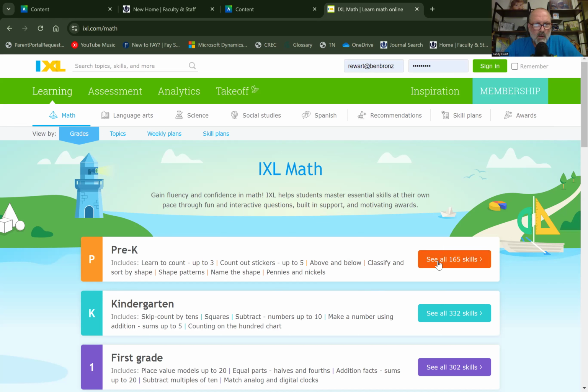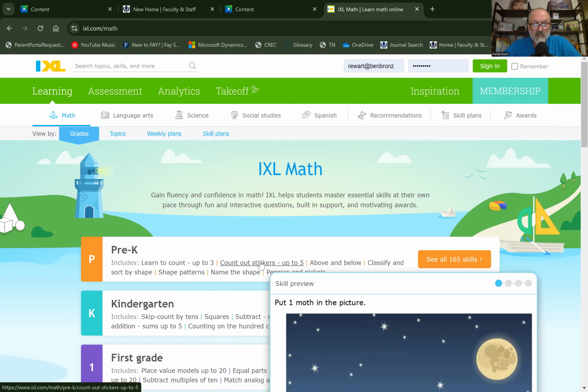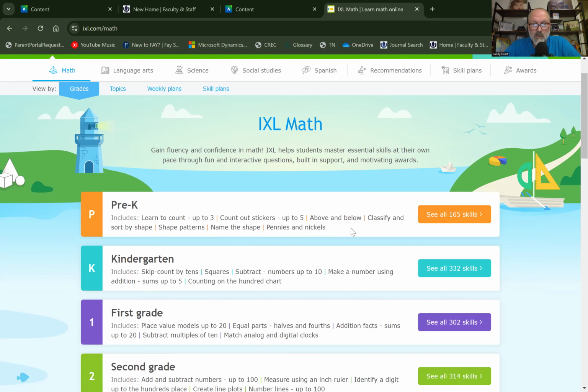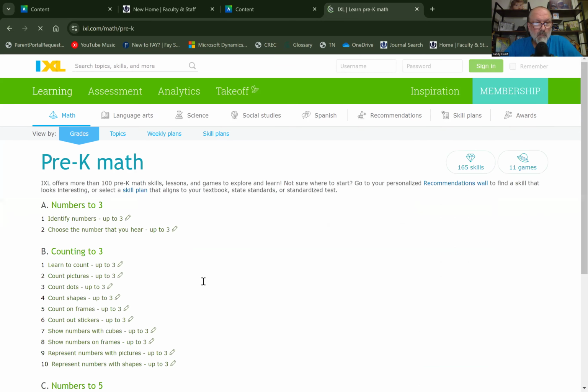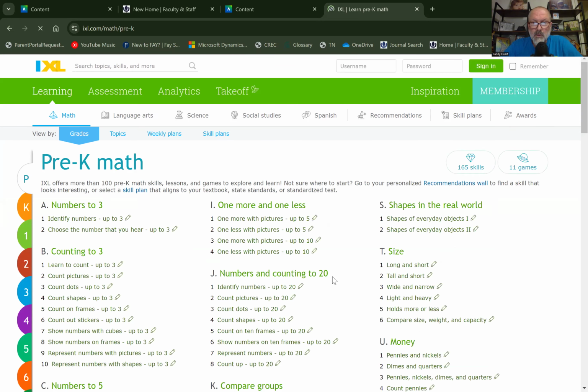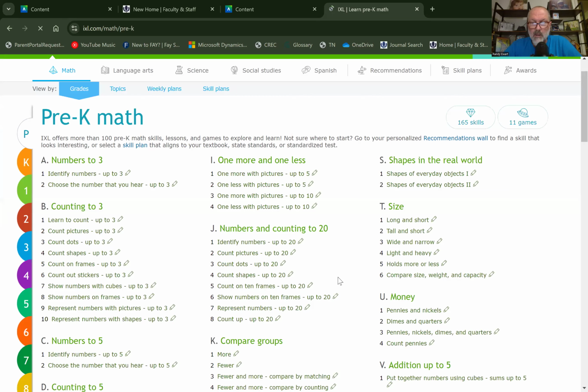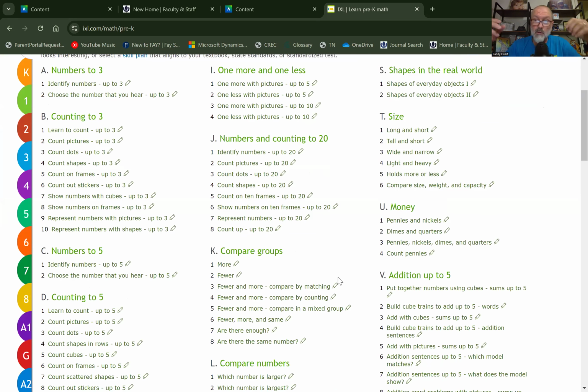So let's take a look here at prerequisite skills, or actually you see them down here: count up to 3, count stickers up to 5. You might need to look either at kindergarten or pre-K. It should be pre-K. They have 165 skills. That's a lot, huh? So here we go. And I haven't really looked through this, so we're kind of looking together. Again, I'm modeling for you. You're going to have to look through and find it, which is what you're going to have to do in general to find resources. So let's look around.